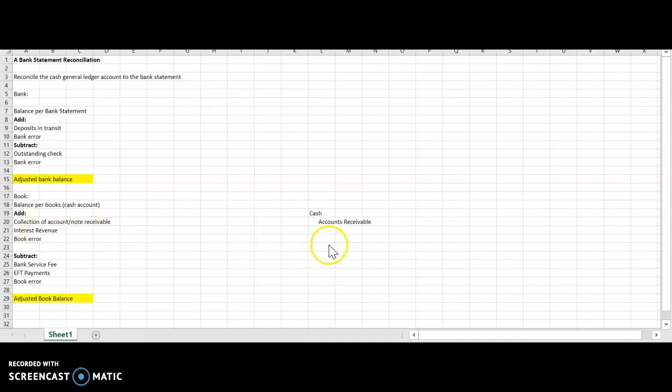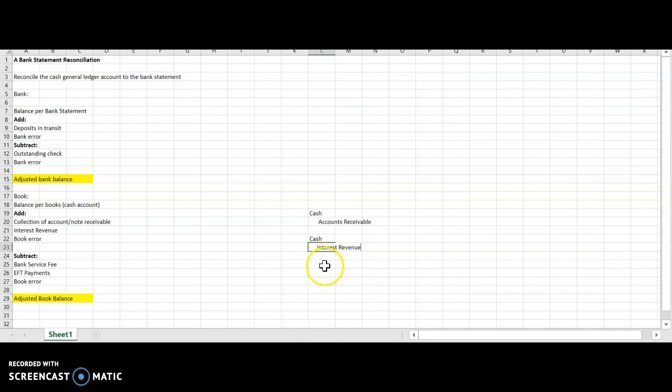Okay, and then the interest revenue, this would be a credit to interest revenue. Now, the book error, so we need to look for the actual entry where the error took place, and we would need to reverse it. So it would just depend on where it was. Okay, then we're going to look at our subtractions. So those would all be credits to cash.